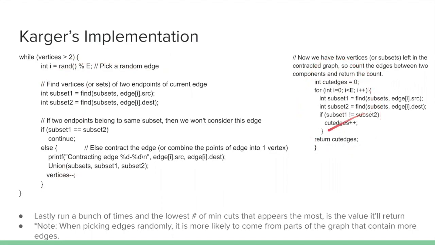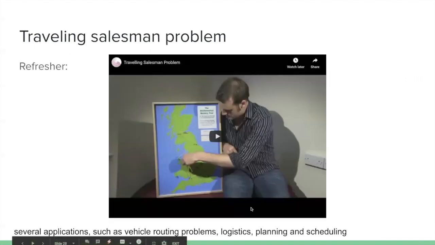So lastly, we would run this code a bunch of times, and the lowest number of minimum cuts that appears the most is the value it'll return. So like with the previous example, it might run the first time and get 2, which is the correct answer as minimum cut value. It might run again and get 3, but it's most likely to get 2 the more times it runs. This makes sense because if you think about it, when you're picking edges randomly, it's more likely to come from parts of the graph that contain the most edges.